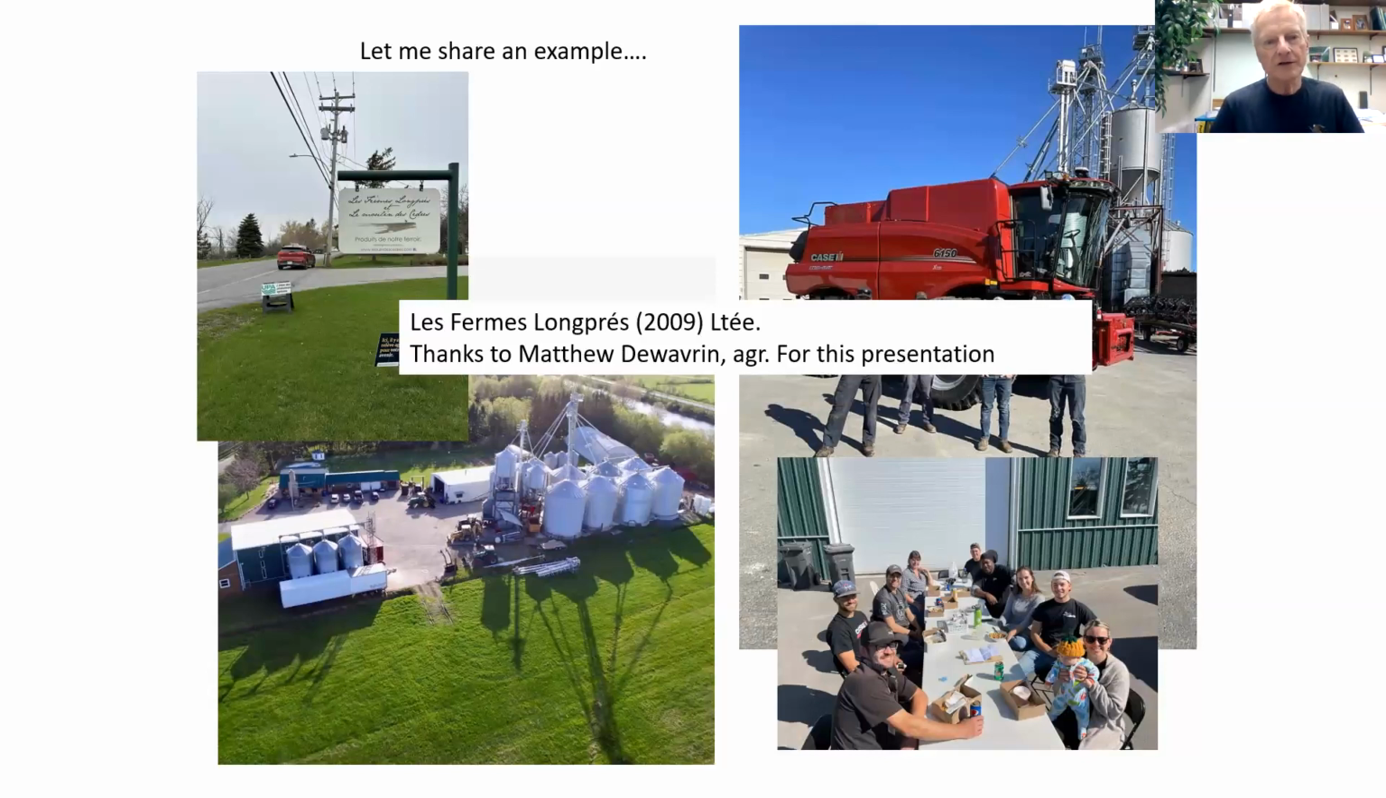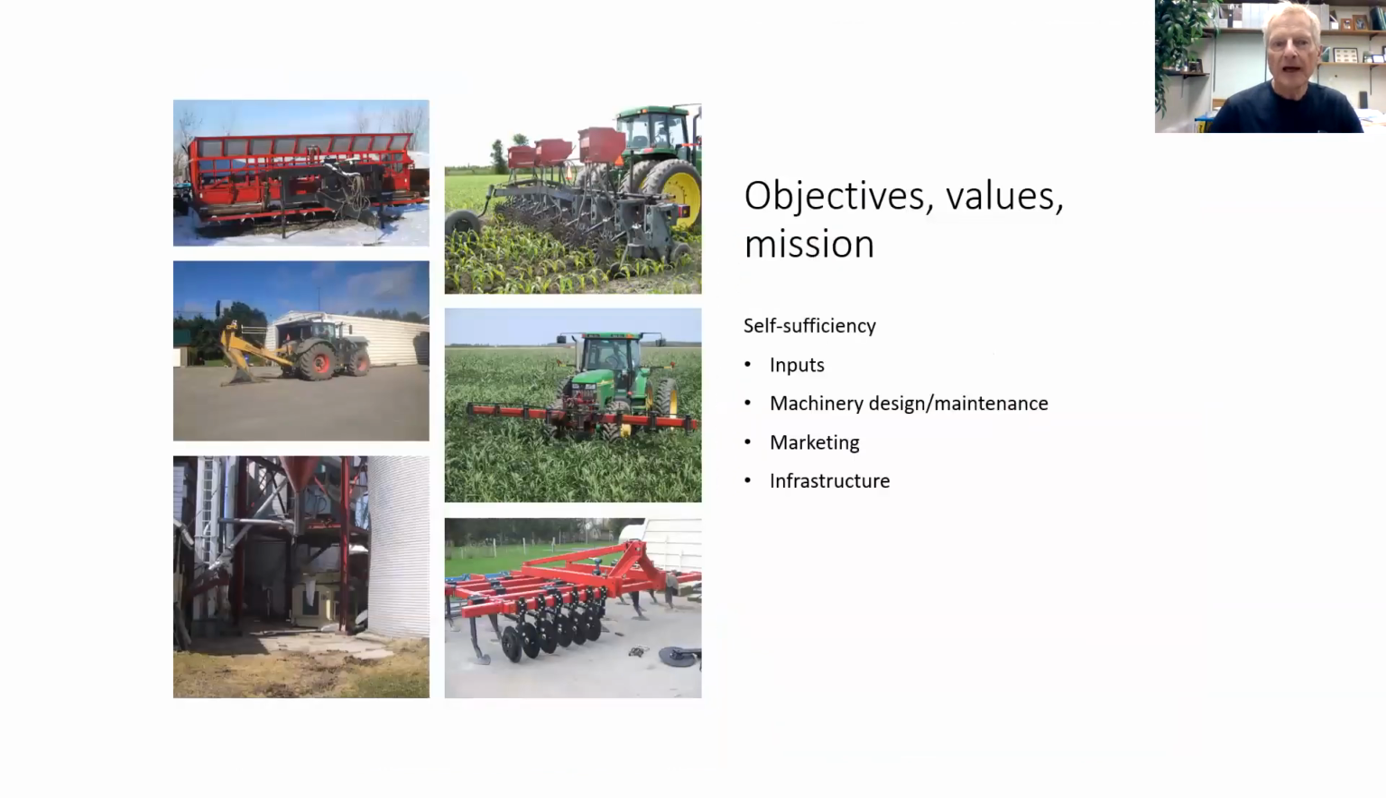Okay, I want to give an example of a farm that has gone through a strategic planning exercise. And I'd like to acknowledge Matthew de Wavrennes from Quebec for sharing these slides with me. So this is an organic farm outside of Montreal. It's close to 2,000 acres. It's been organic for over 20 years now. And what's fascinating about this farm is they've actually gone through the strategic planning process. They have values, they have a mission.